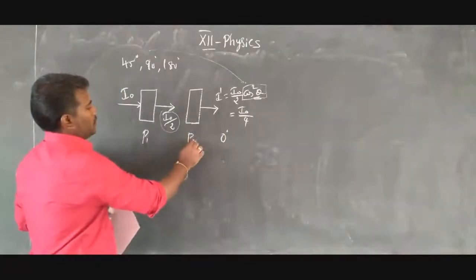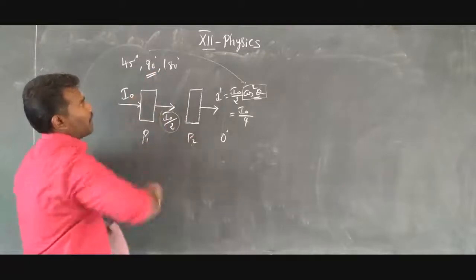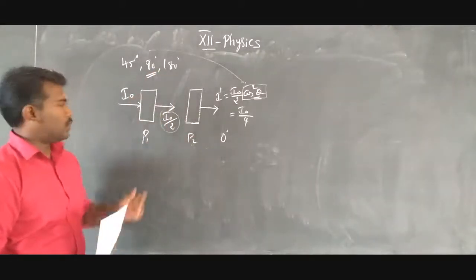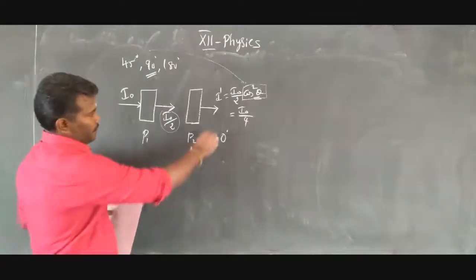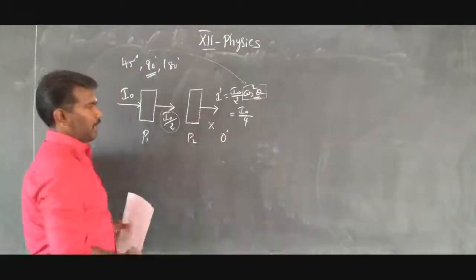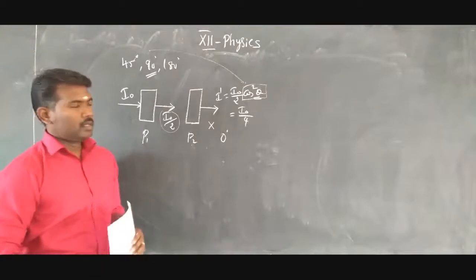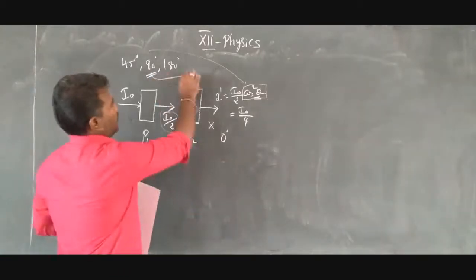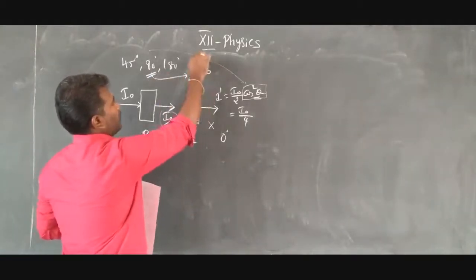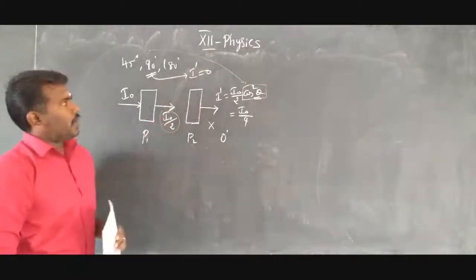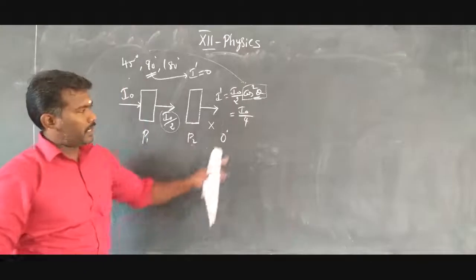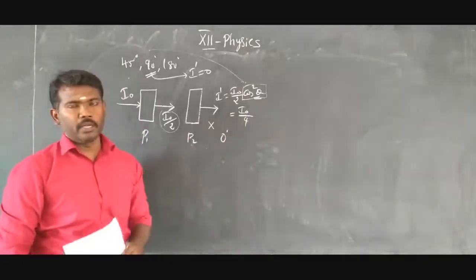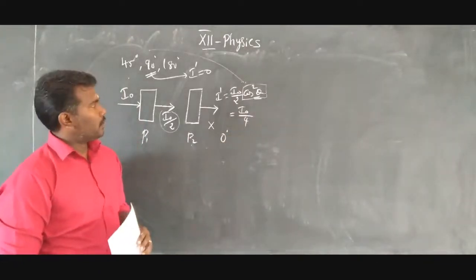If you turn the second polaroid up to 90 degree, P1 and P2 are mutually perpendicular to each other. There is no emerging light from the second polaroid. So the intensity for the second case, the intensity of the light ray in the whole arrangement, is equal to 0. For the first case, 45 degree rotation, it is I naught divided by 4. It is reduced by one fourth.